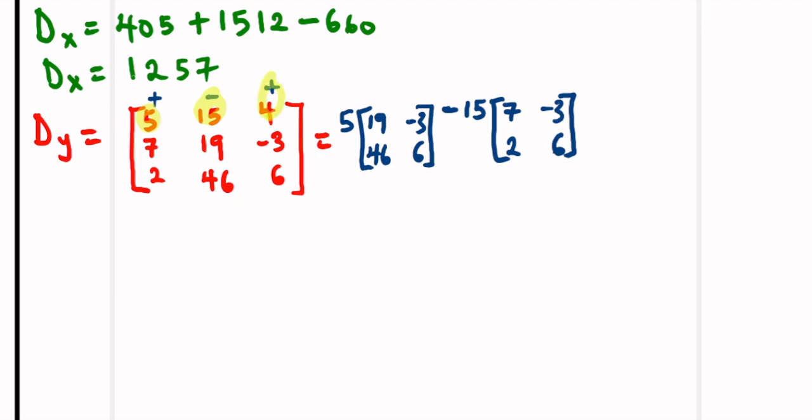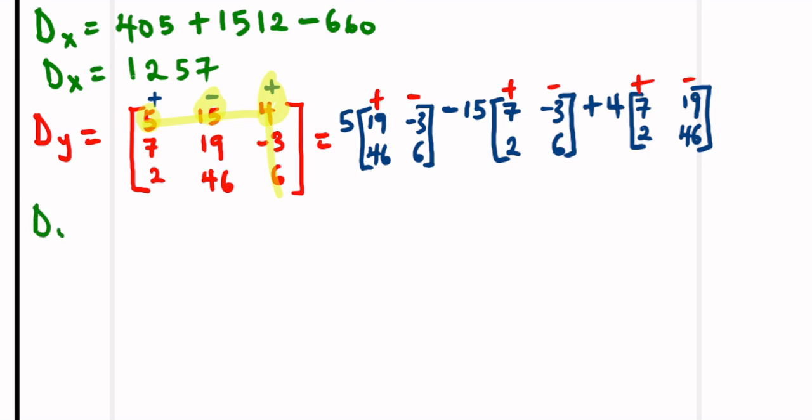Now for the third element, we'll have plus 4. Plus 4 will form a 2 by 2 matrix. We're going to remove the rows and columns associated with the 4. Now we are left with 7, 19, 2, and 46. Now let's solve the determinant. We are going to be having plus, minus here, plus, minus here, plus, minus here, because we've been able to reduce this 3 by 3 matrix to 2 by 2 matrices.